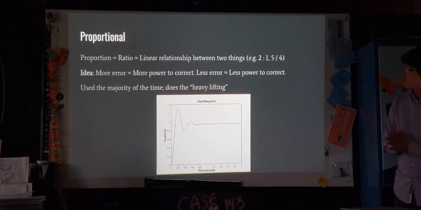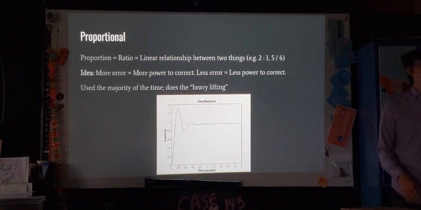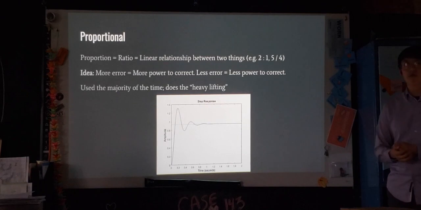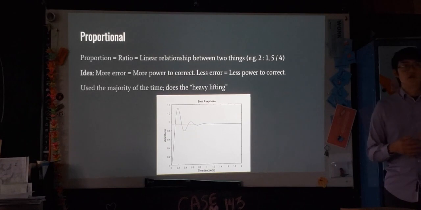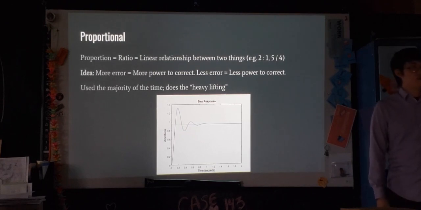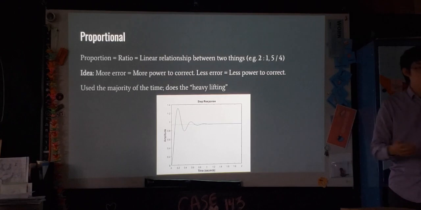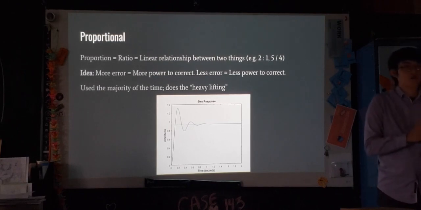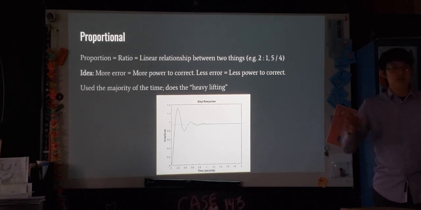Proportional. What does the word proportion mean? It's a ratio. Proportion is a linear relationship between two things. For example, you've heard the proportion like 2 to 1. 2 to 1 means if you have 2 parts of one thing, you have 1 part of another thing. It's a relationship. So if you have a proportion of 2 to 1, if you have 4 parts of one thing, then you have 2 parts of the other thing, right? The idea of proportion is that you are relating together in a proportion the error and the voltage.